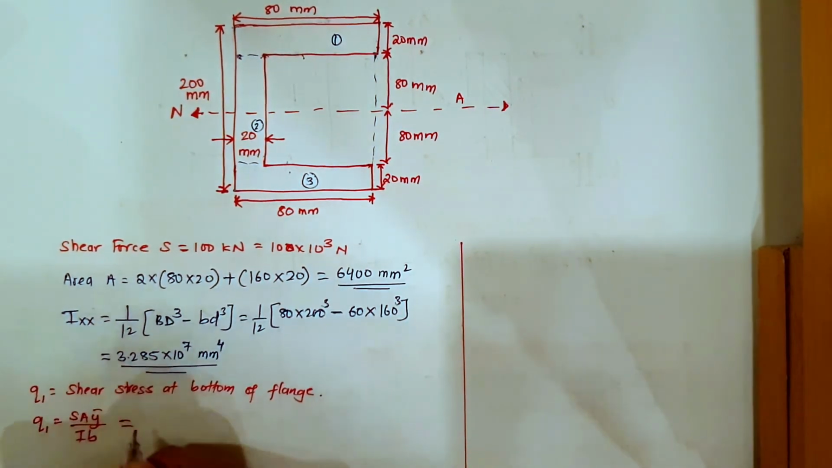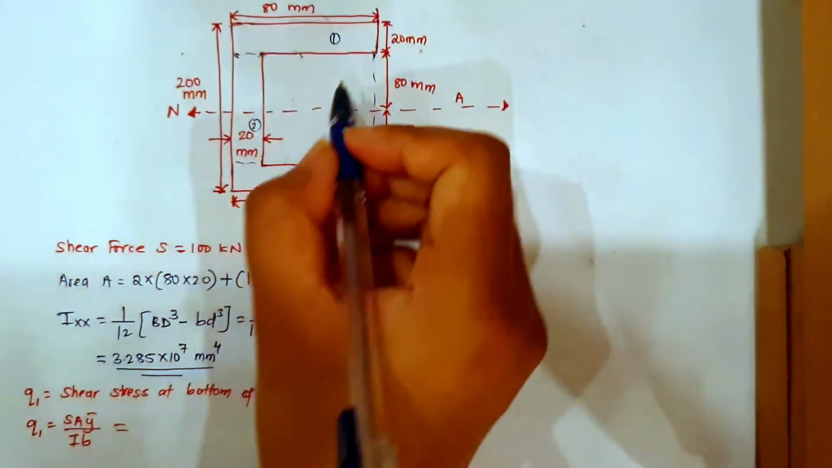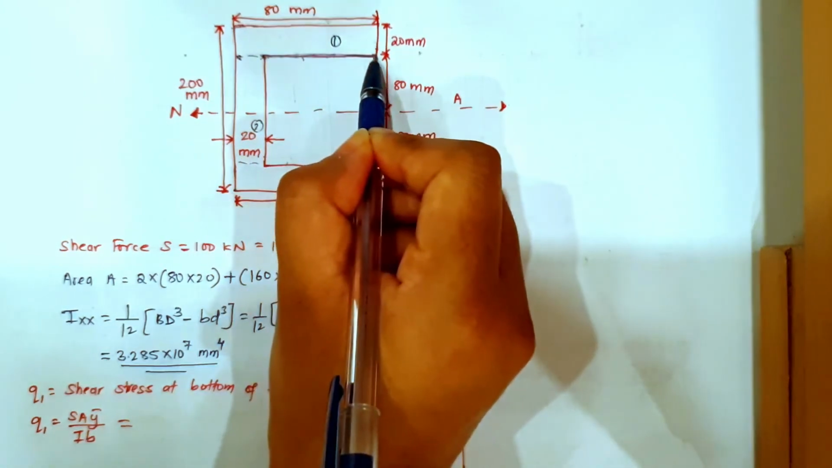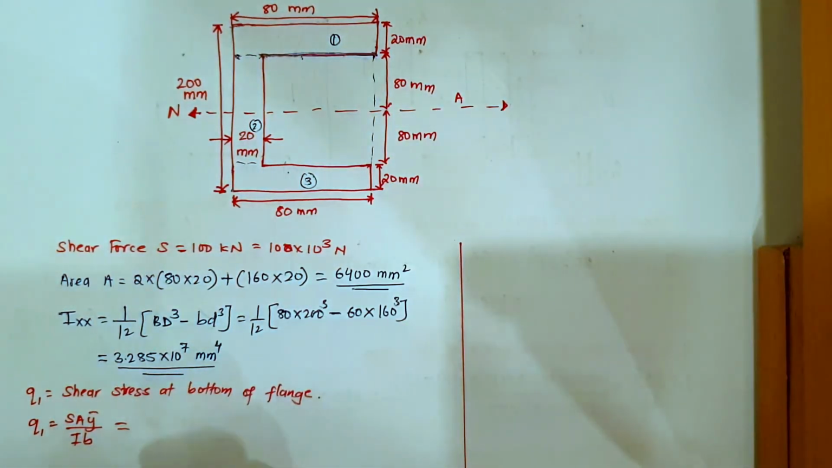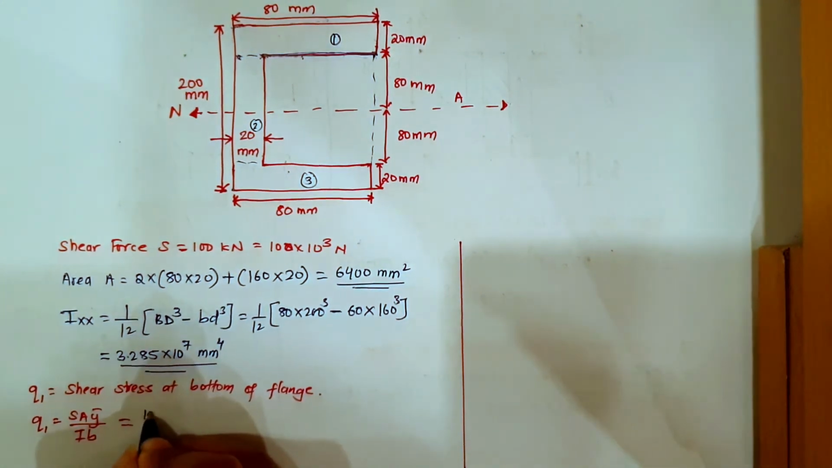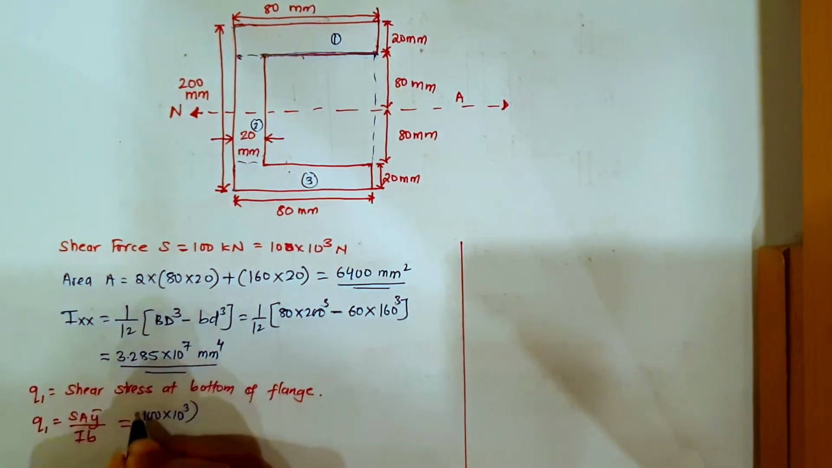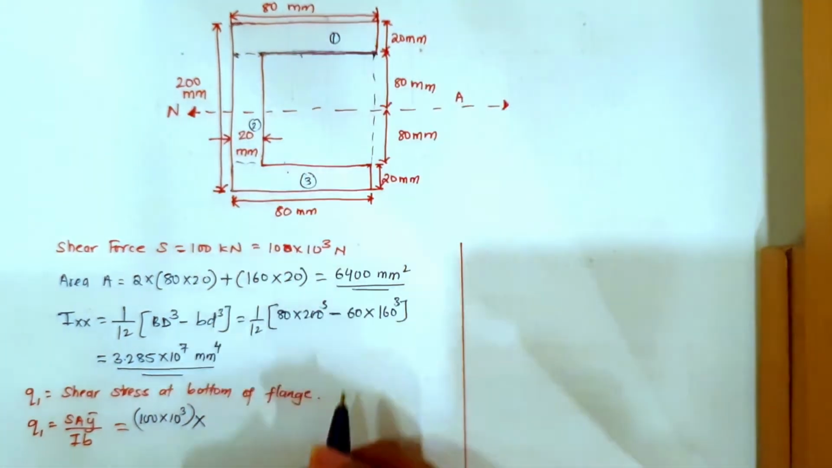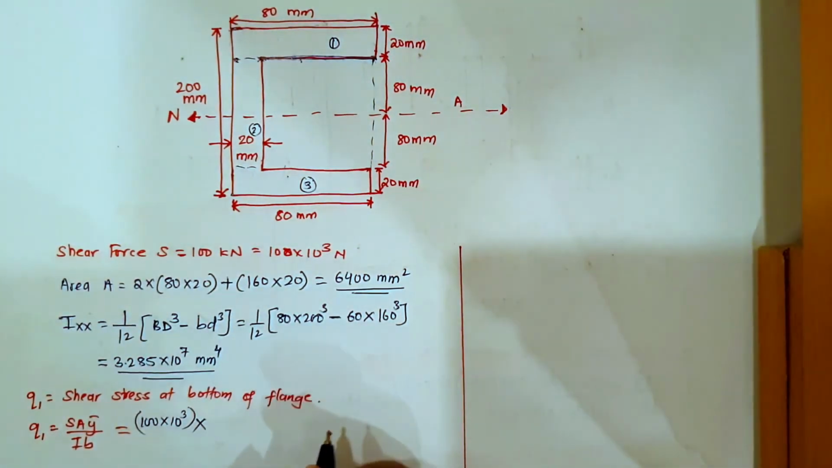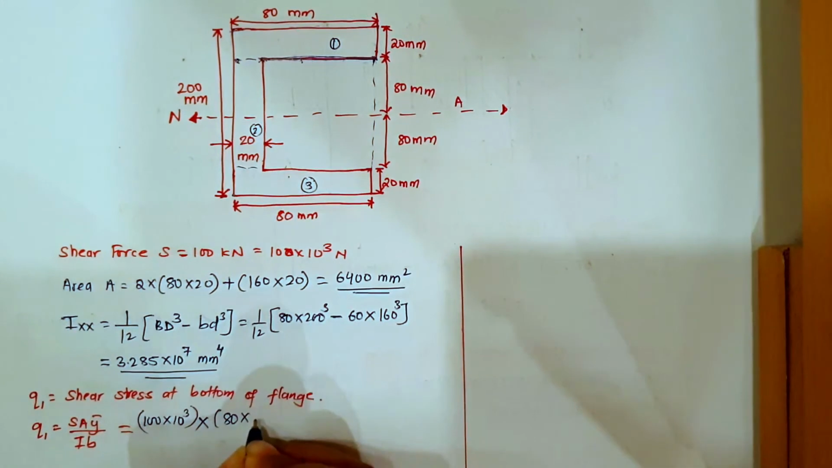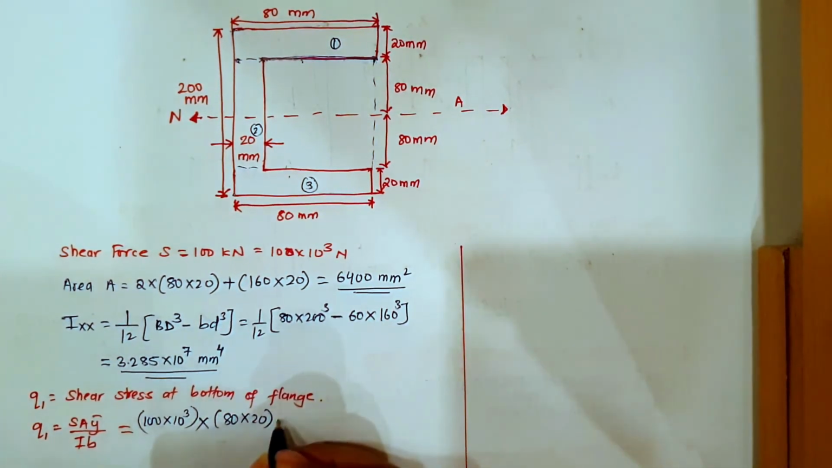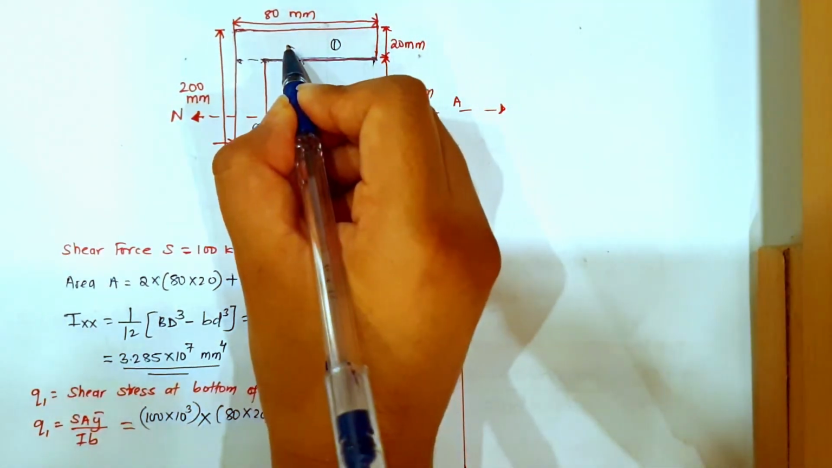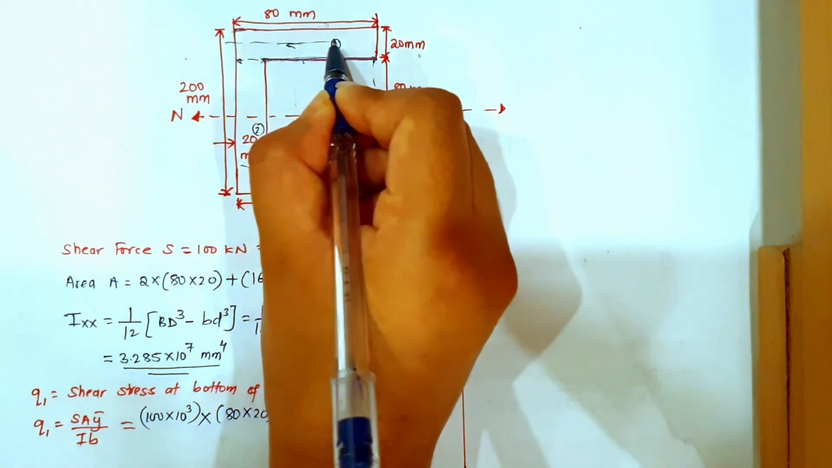So this will be coming equal to, तो ये कौन से पोर्शन है? ये पोर्शन पे, राइट, बॉटम ऑफ द फ्लेंज यहाँ पर. तो यहाँ तक हमें कंसिडर करना है. तो इट विल बी इक्वल टू S given is 100 into 10 raised to power 3 into, अब एरिया कितना होगा सिर्फ इतना पोर्शन का, it is 80 into 20, राइट. So 80 into 20 into y bar. अब ये न्यूट्रल एक्सिस से वाई बार लेते हैं तो इसका सिर्फ आधा, ये पोर्शन का आधा तक आएंगे.